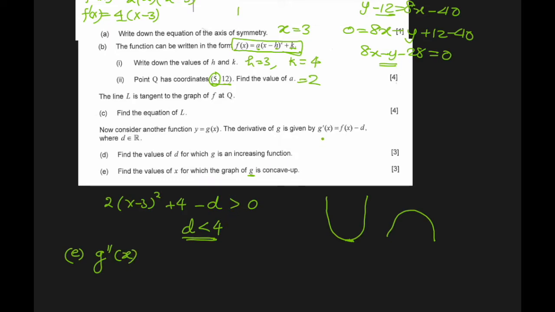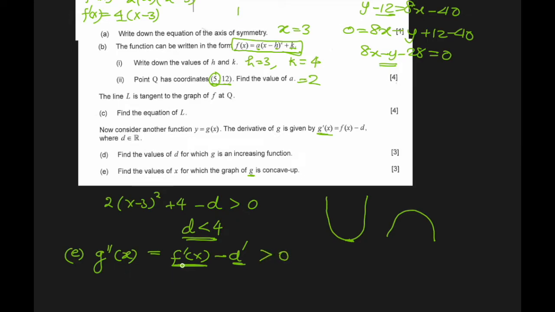g(x) is already given, the first derivative is this, so the second derivative will be the derivative of the first derivative of f(x) minus the derivative of d. d is a constant, right? So its derivative will be 0. So don't look at this. This is what we have to find. And to be concave up, it has to be positive. That means it has to be greater than 0.